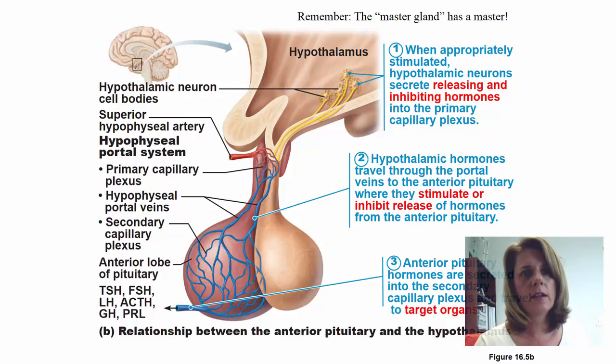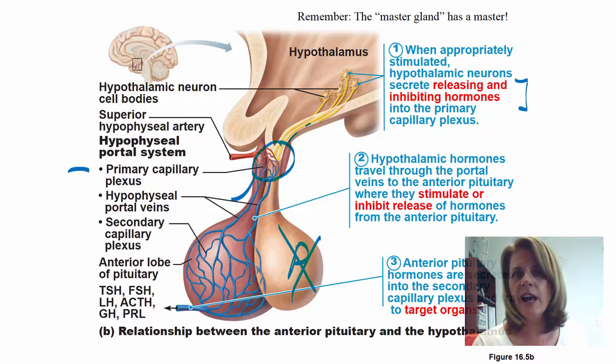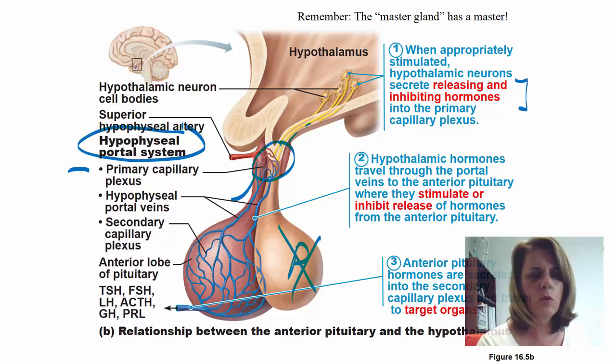So let me show you what that looks like in a schematic. So here's that posterior, so we're done with that. Here's the anterior here. So you have your hypothalamus that's going to secrete hormones that are either releasing hormones or inhibiting hormones. And there's many of these that it makes, and I'm going to give you a list of all the releasing hormones and all the inhibiting hormones made by the hypothalamus. When the hypothalamus is stimulated, it's going to secrete these releasing and inhibiting hormones into this capillary bed here. Okay, this is that primary or first capillary bed. So this is that portal system I was talking about.